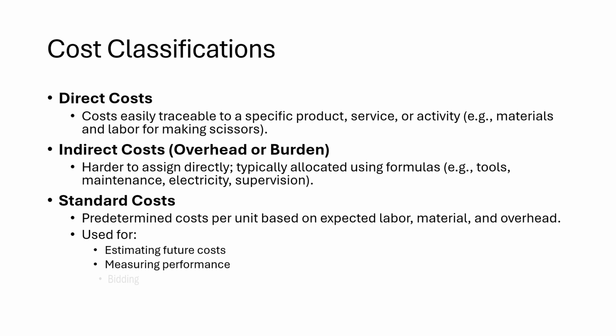For example, normally it's used for future cost estimation, measuring performance, bidding purposes, how much inventory you have, something like that. An example would be something like you're trying to buy a car and you want to see, if you buy this particular car, how much it's going to cost to repair and maintain for the next 5 years. So that would be an example of a standard cost.